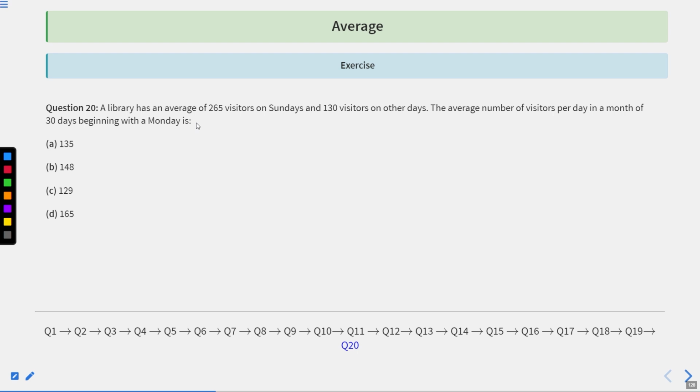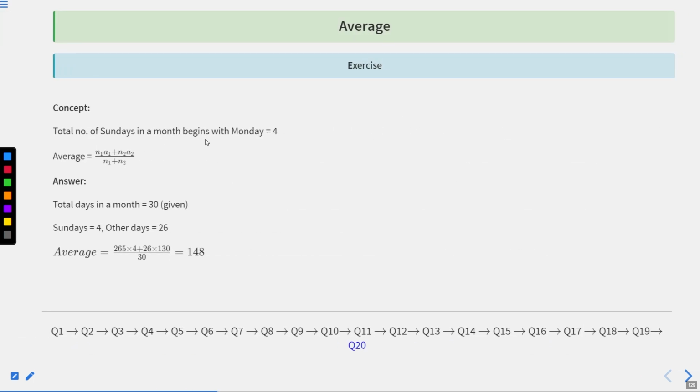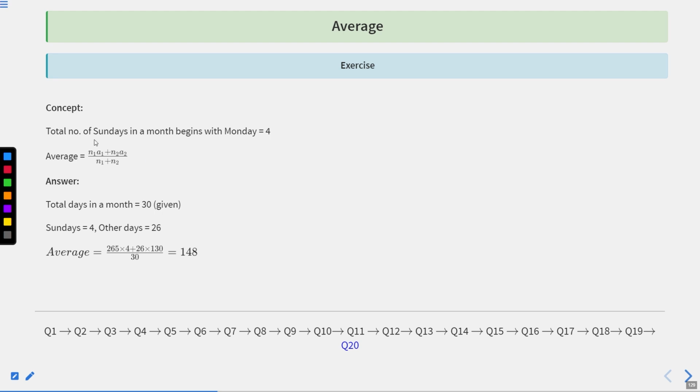A library has an average of 265 visitors on Sundays and 130 visitors on other days. The average number of visitors per day in a month of 30 days beginning with Monday is? So the key concept here is the total number of Sundays in a month that begins with Monday equals 4. And the average is equal to (N1A1 plus N2A2) upon (N1 plus N2). So these are the two key things.